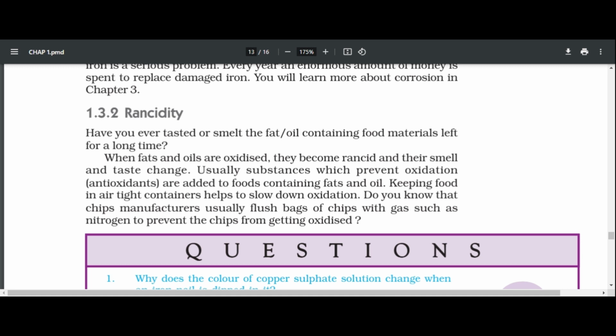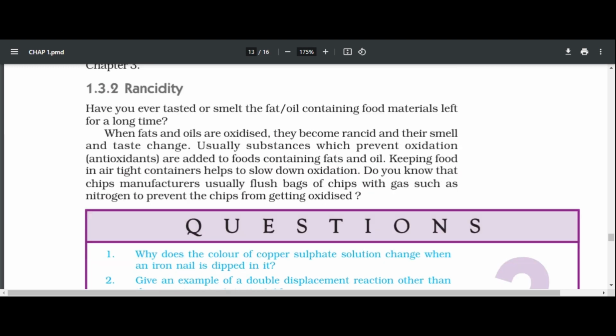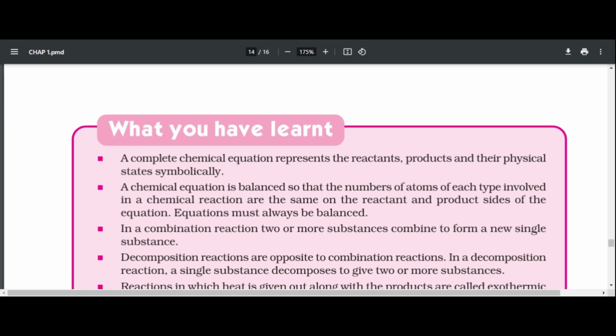Rancidity. Have you ever tasted or smelled fat or oil containing food materials left for a long time? When fats and oils are oxidized, they become rancid and their smell and taste change. Usually, substances which prevent oxidation, antioxidants, are added to foods containing fats and oils. Keeping food in airtight containers helps to slow down oxidation. Do you know that chips manufacturers usually flush bags of chips with gas such as nitrogen to prevent the chips from getting oxidized?